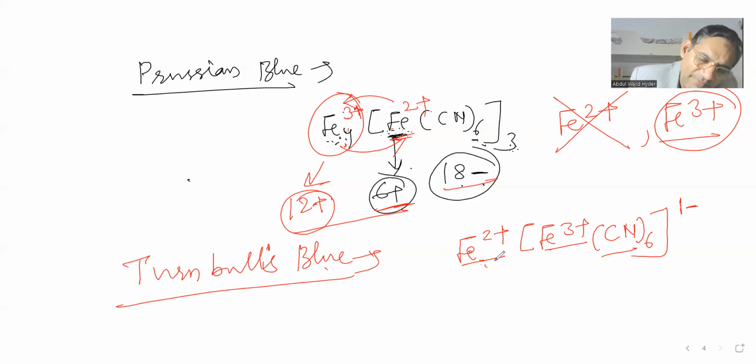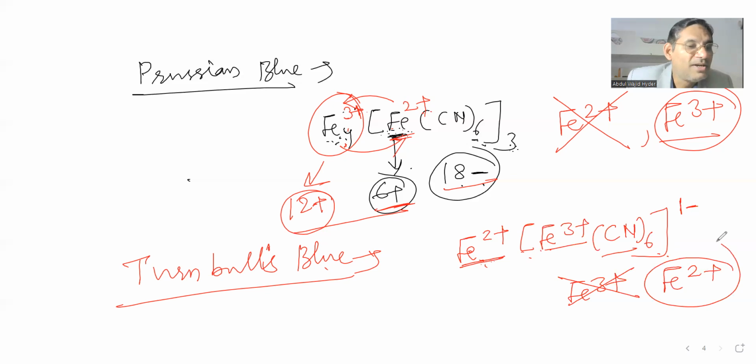So here this will be giving the test of Fe2 plus and will not be giving the test of Fe3 plus. Why? Because that Fe3 plus is inside the coordination sphere, inside the square bracket, which is not ionizable, and Fe2 plus is outside the square bracket, that is ionizable. So it will be giving the test of Fe2 plus. So this is all about the oxidation number or charge and valency.